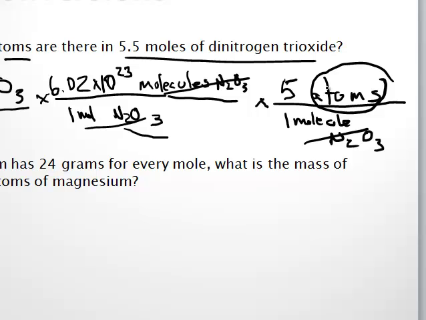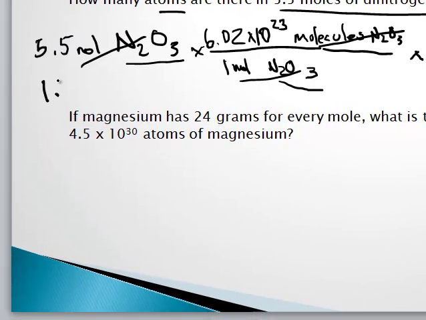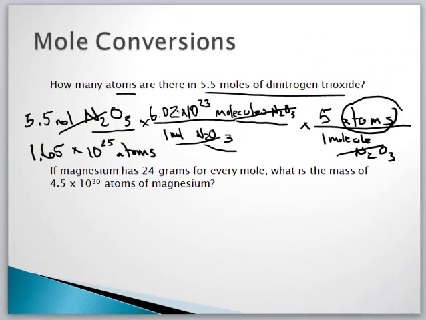So when we do the math here, 5.5 times 6.02 times 10 to the 23rd times 5, we're going to get 1.65 times 10 to the 25th total atoms. And that should make sense, since we started with 5.5 moles. There's a whole lot of molecules in 1 mole, and then there's a whole lot of atoms in those molecules.